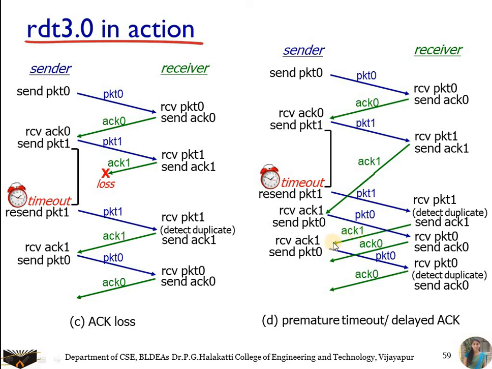Now, after receiving the acknowledgement for the packet 1, it's going to send the next packet, that is a packet with the sequence number as 0. Again, you can see a duplicate packet because that packet 0 was already sent and was already accepted by the receiver. So these are the 4 scenarios in case of RDT 3.0.